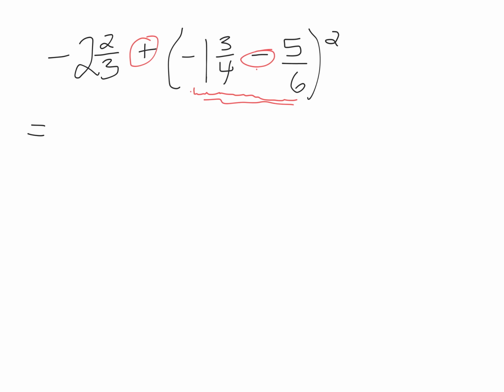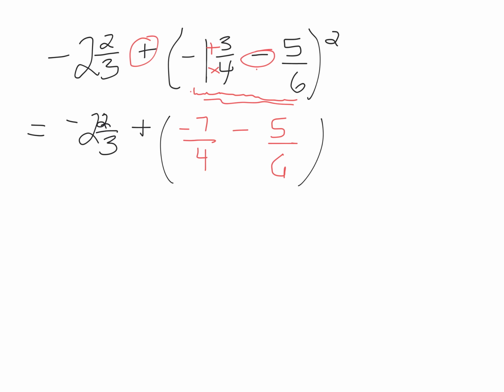So we have negative 2 2/3. We'll leave that for now. Plus, let's rewrite this as an improper fraction. What's negative 1 3/4 as an improper fraction? 4 times 1 is 4 plus 3, 7. So it's going to be negative 7 over 4. Take away 5 over 6. And it's all of that to the power of 2.